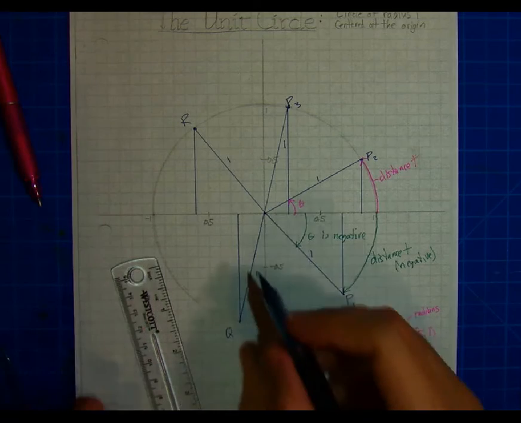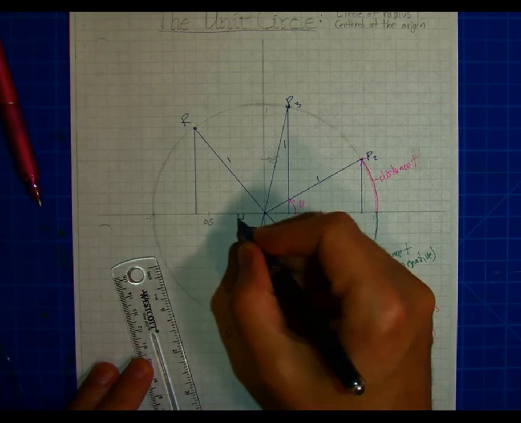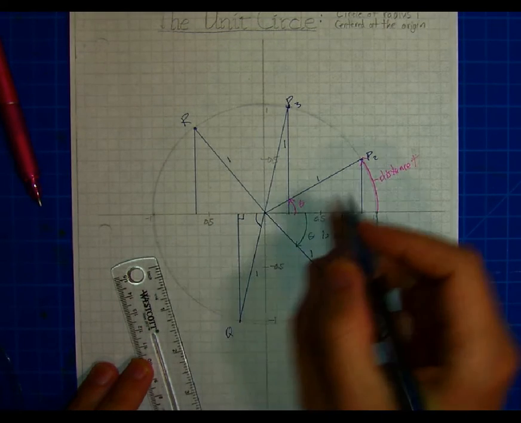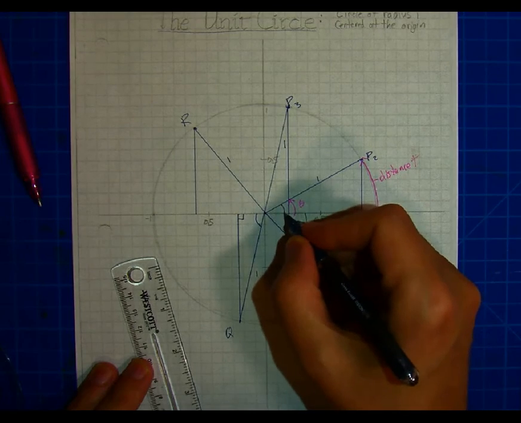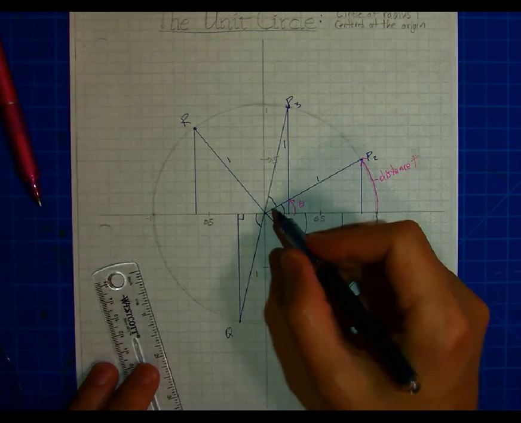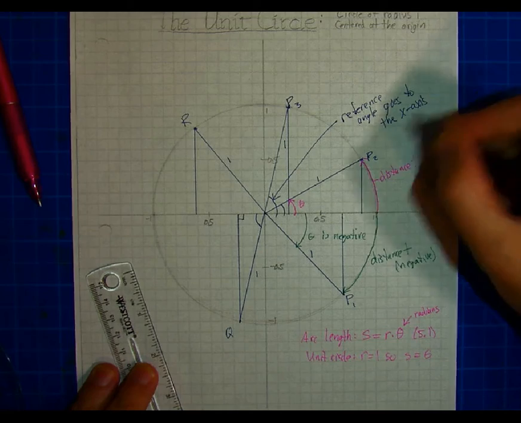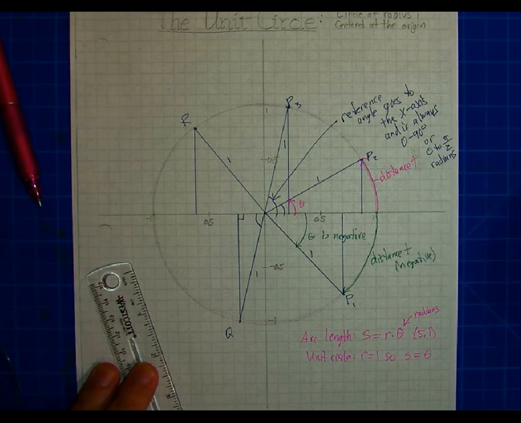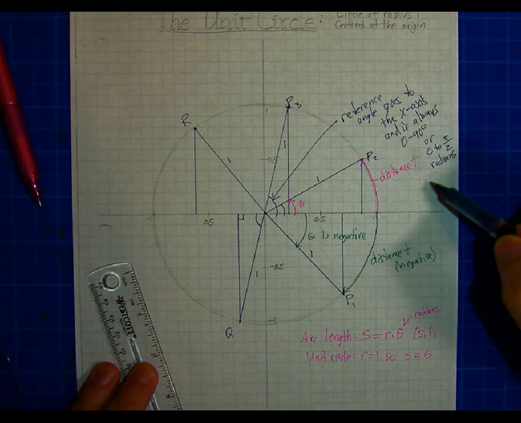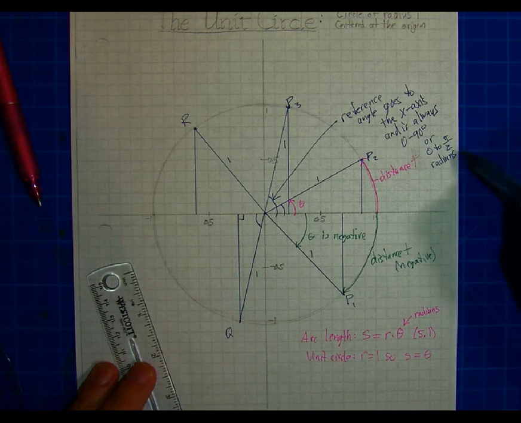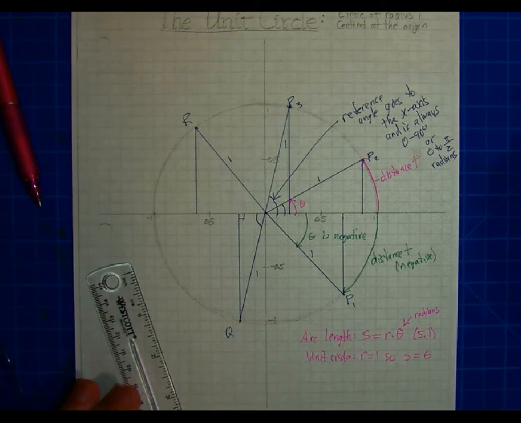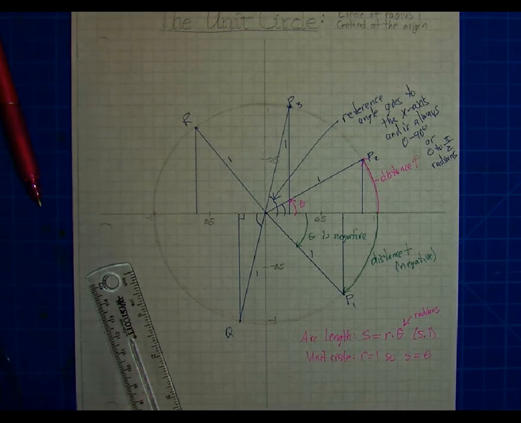But the point is that we're always forming a right triangle with the reference angle. This is always the reference angle, also from section 5.1. The reference angle goes to the x-axis and is always 0 to 90 degrees or 0 to pi over 2 radians. So with those three facts in mind, we're ready to define our trig functions sine and cosine.